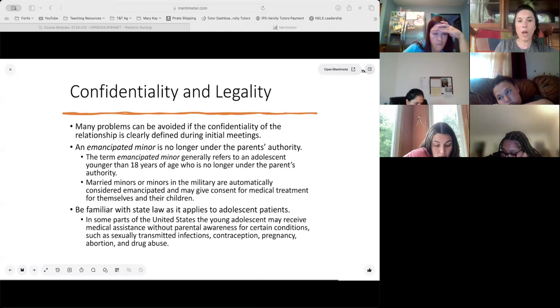If you are married under the age of 18 or in the military, you automatically get grandfathered in as an emancipated minor, even if you don't have legal documentation for it.